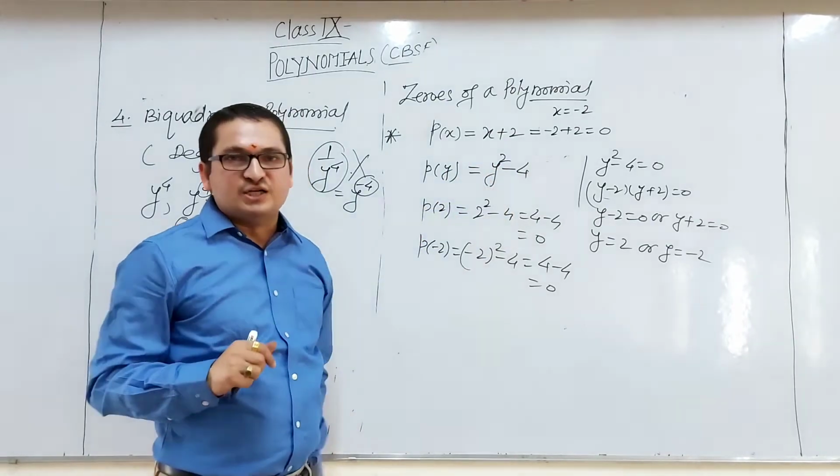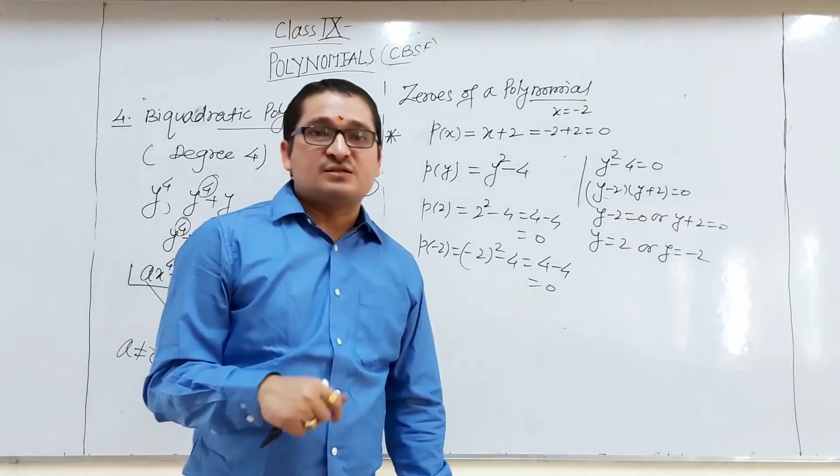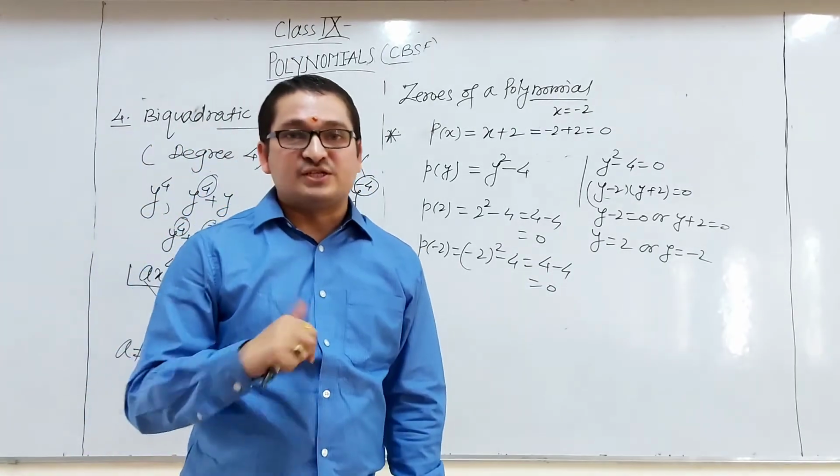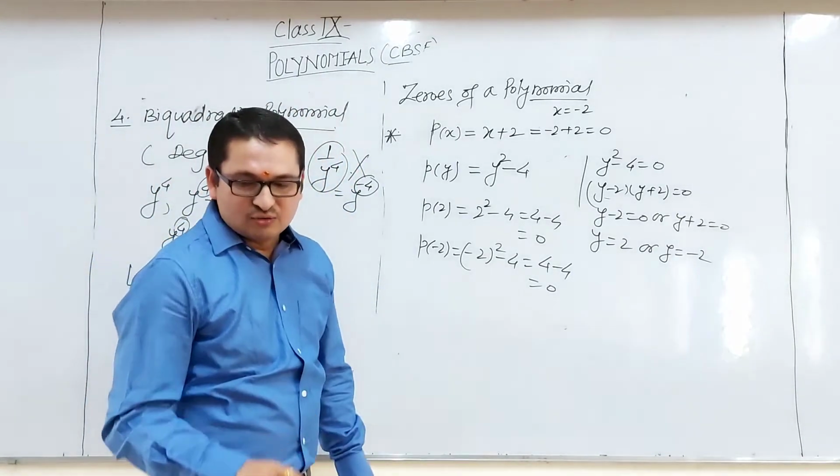So what are the zeros of this polynomial? 2 and minus 2. The zeros of a polynomial mean what? The value of x, the value of the variable, for which the given polynomial is 0. That is the zeros of the polynomial. Now, next one.